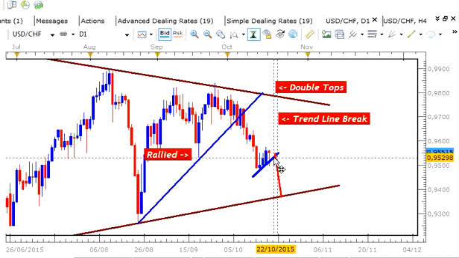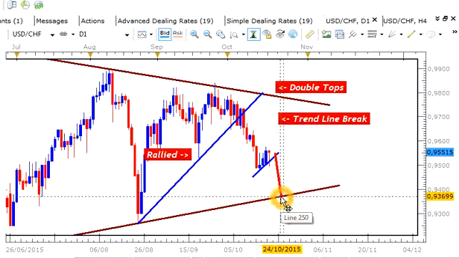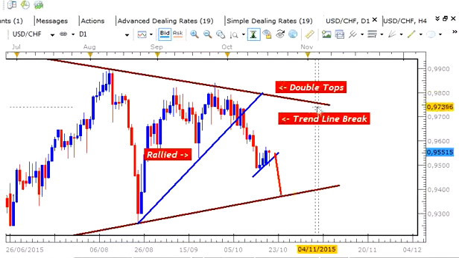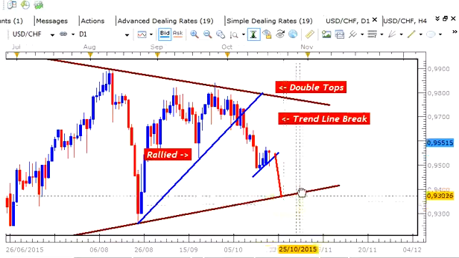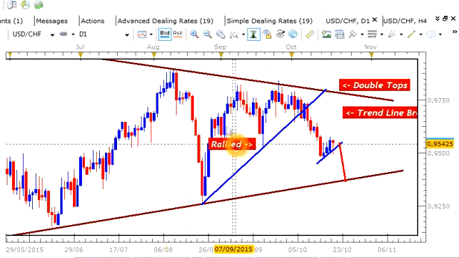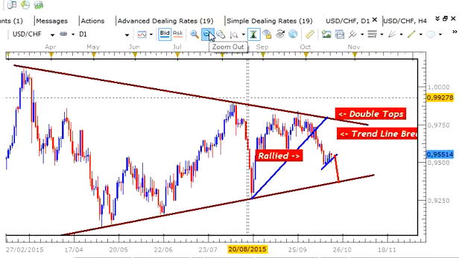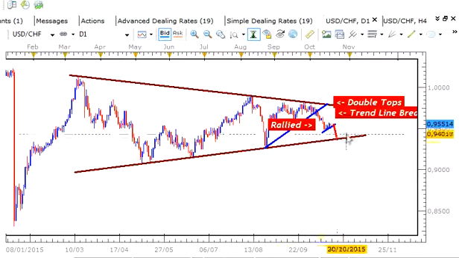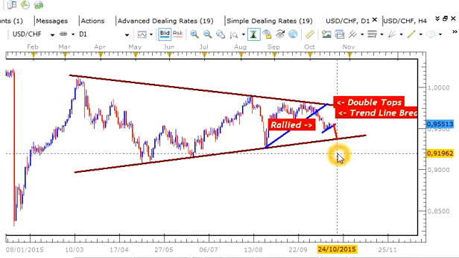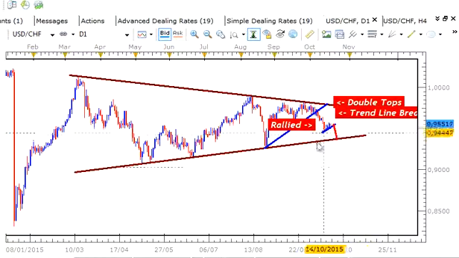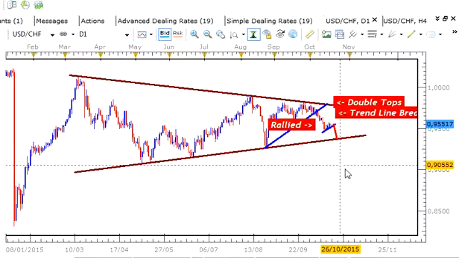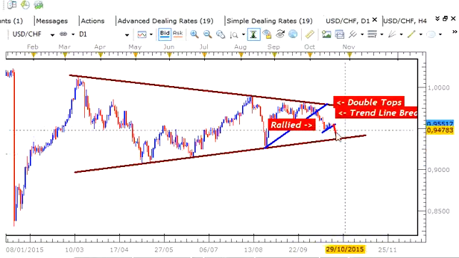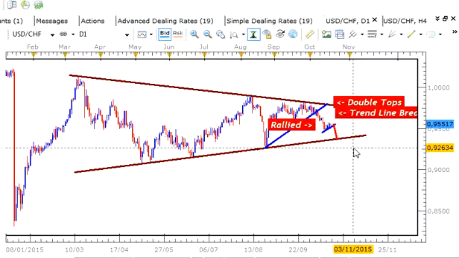So we could actually see the market head back to support and then either rally once more to take us back to the resistance area, or actually finally break out of this pennant and provide us with a strong breakout below the support boundary in favor of the Swiss franc, providing us with several trading opportunities to provide at least 200 pips in profit.